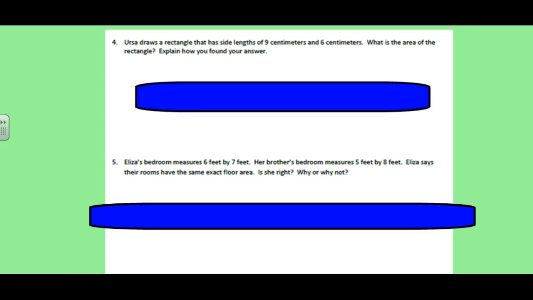So there's 3 things I'm looking for on this problem. An area model where you're drawing the rectangle and labeling the side lengths. I'm looking for a sentence that tells the area of the rectangle, and in your sentence, I'm also looking for how you explained how you found your answer. So when you have those three things ready, I want you to push play so you can check your answer with me.